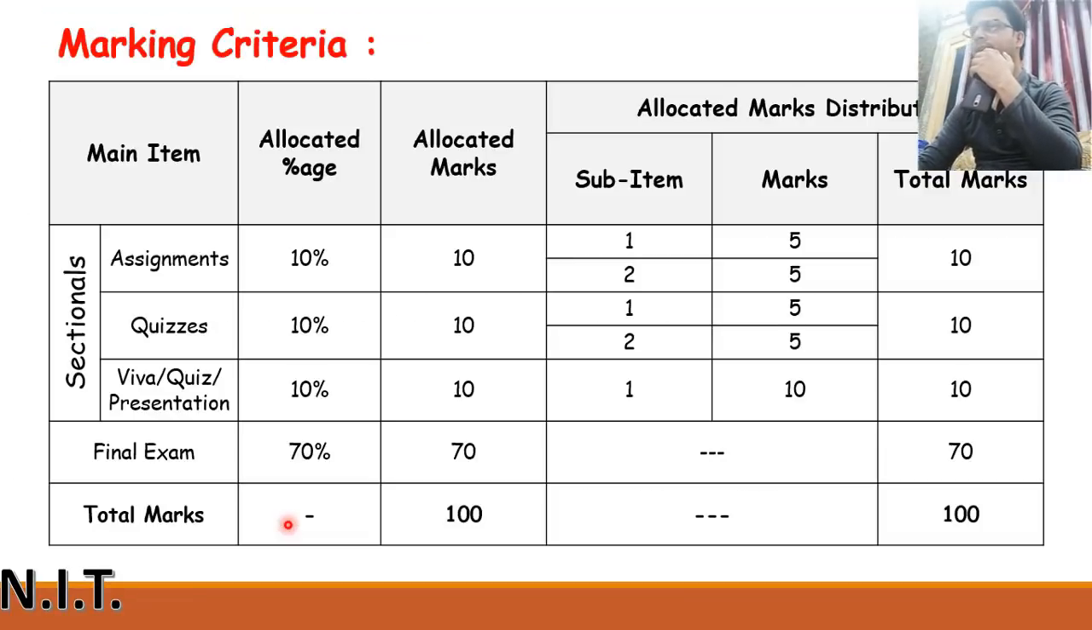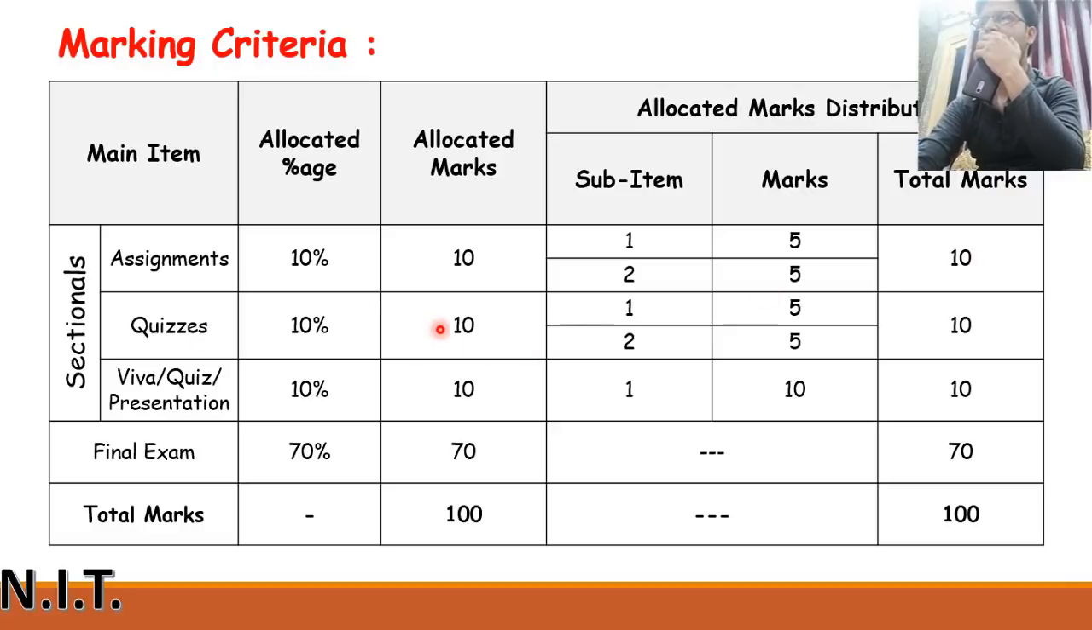Your marking criteria for this course, that is design, is shown in this screen. You will have to submit 2 assignments. Both assignments will contain 5 marks. The total weightage of these 2 assignments is 10% marks in a total of 100 marks.